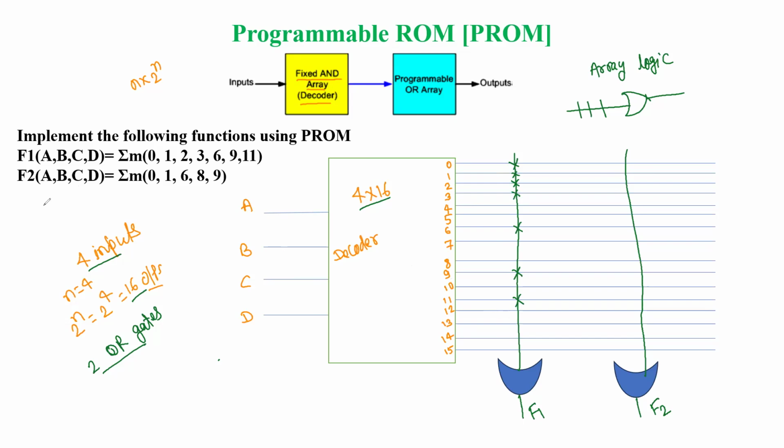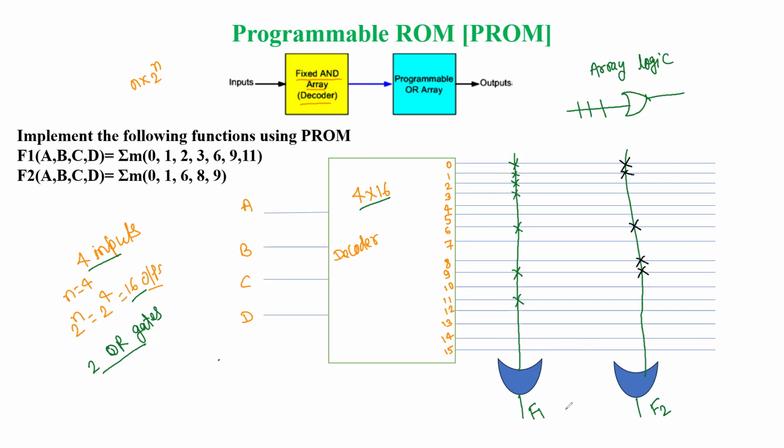Similarly, we can represent the other function. For that function F2, the minterms given are 0, so for that 0 we are keeping a cross. Again, 1 is also there. Next we have 6, and next we have 8. So easily we can connect according to the minterms that are given. On the basis of that, we are able to make the connections here.